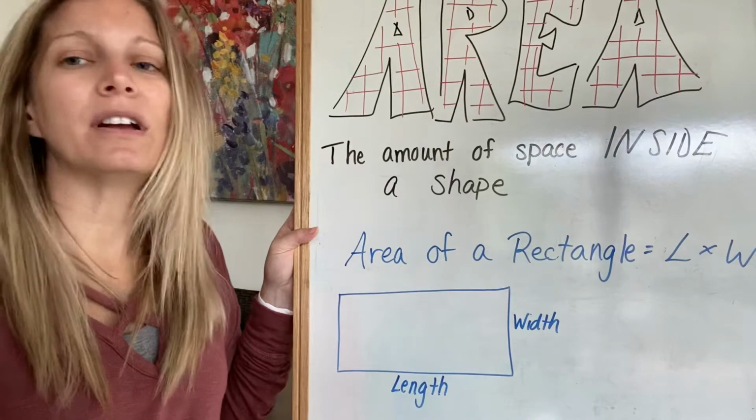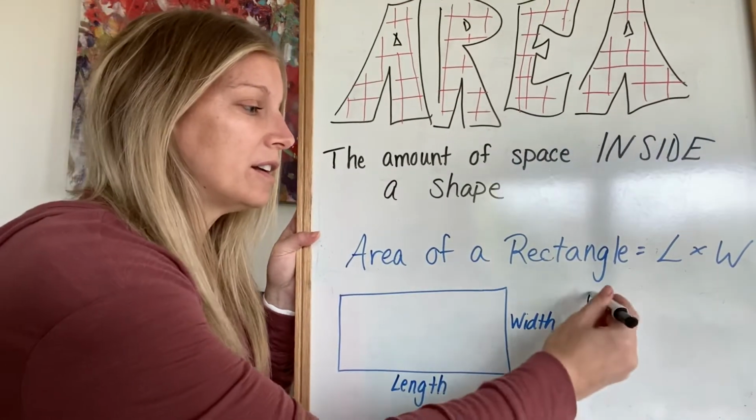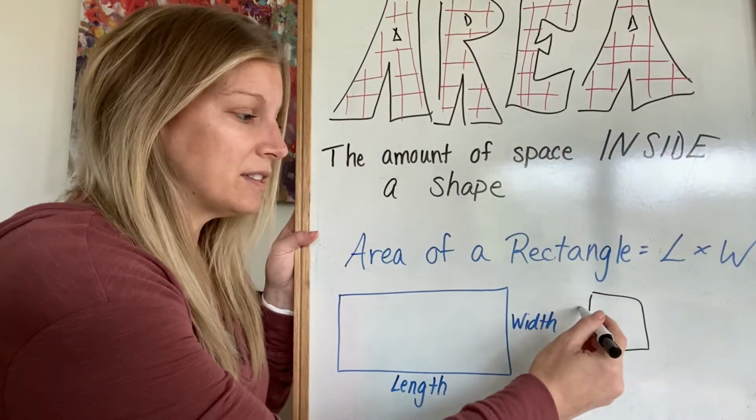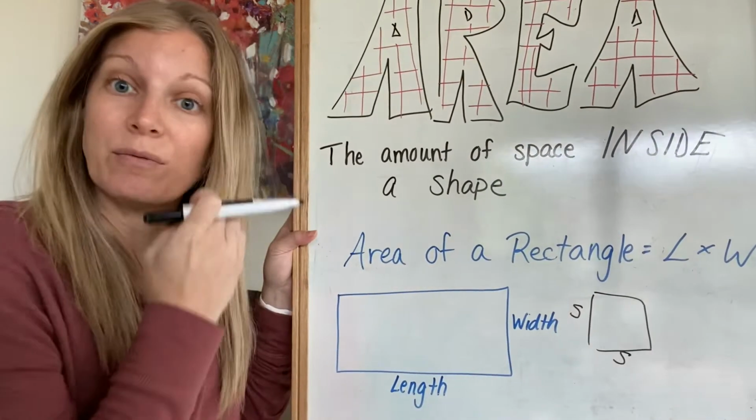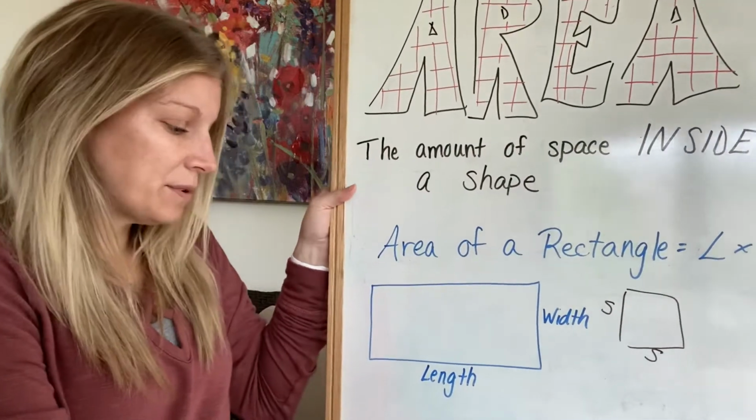Area of a rectangle, area of a square, same concept. If you have a square, it would just be side times side, because with a square, all sides are equal. Couple examples.